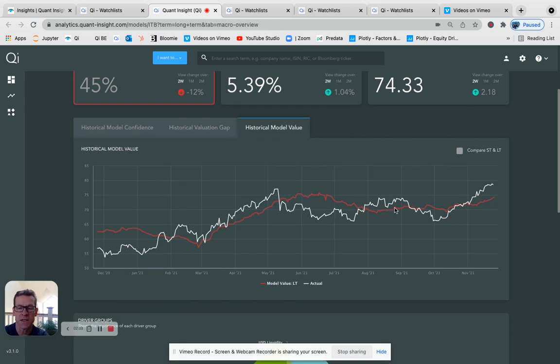And here we can see model value in red and white is the spot price. So this is the valuation gap opening up. Spot price has moved ahead of macro fundamentals, albeit macro is also moving higher.